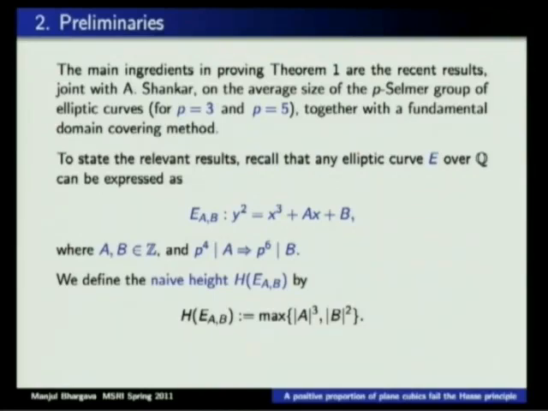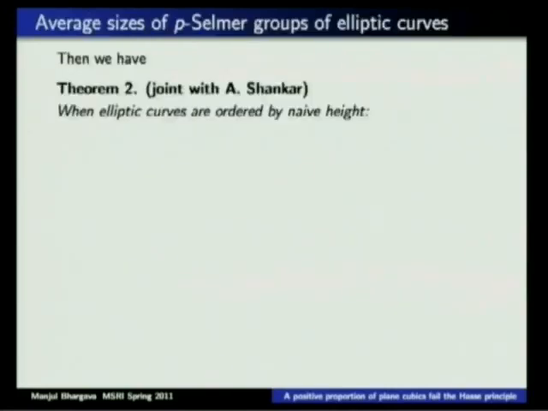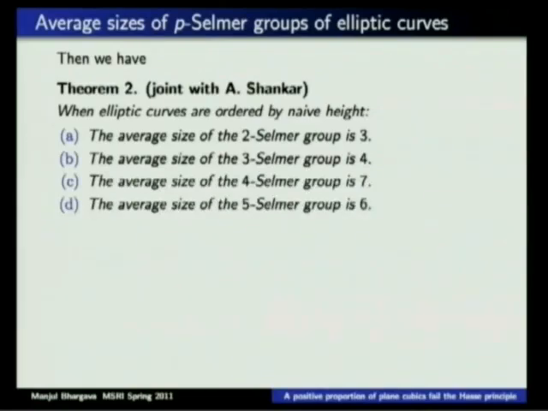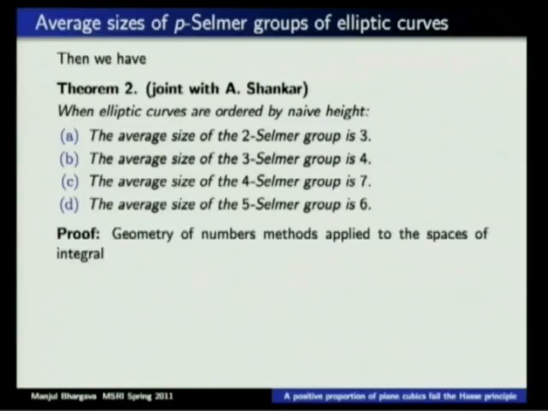So then the result with Arul Shankar is as follows: when you take all elliptic curves and order them by their naive height, then the average size of the 2-Selmer group is exactly 3. The average size of the 3-Selmer group is 4, the average size of the 4-Selmer group is 7, and the average size of the 5-Selmer group is 6. So the way to think of these all at once is that the average size of the n-Selmer group is the sum of the divisors of n, for n less than or equal to 5. Luckily, we don't need more than 5 for this particular application.